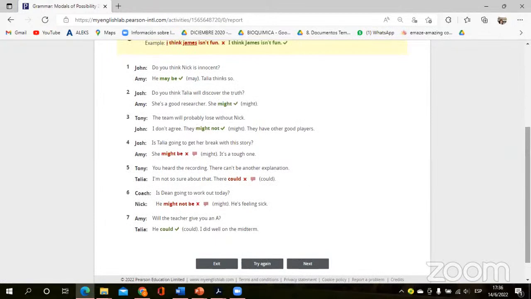Okay, it was because I tell you. In number 4, this is an error that everybody used to make. Why? Because let's see that in number 4 we are using be going to, not the verb to be. So this is a future, right? Is Talia going to? So it is just a question in the future.